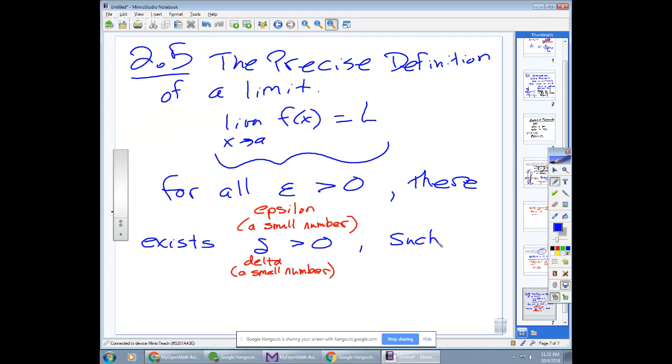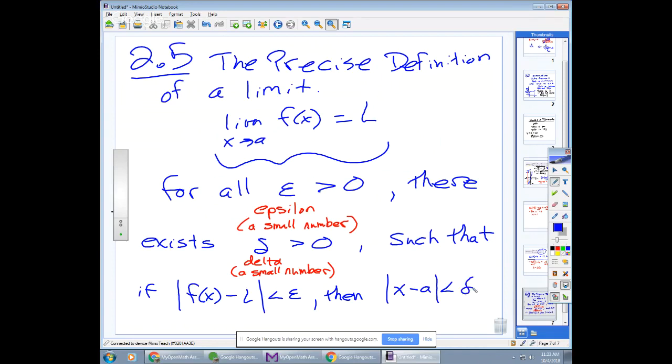such that if the distance between f of x and the limit, so when we look on each side, up and down, if that thing is less than that little number epsilon, then the difference between x and a has to be very small also, less than delta.